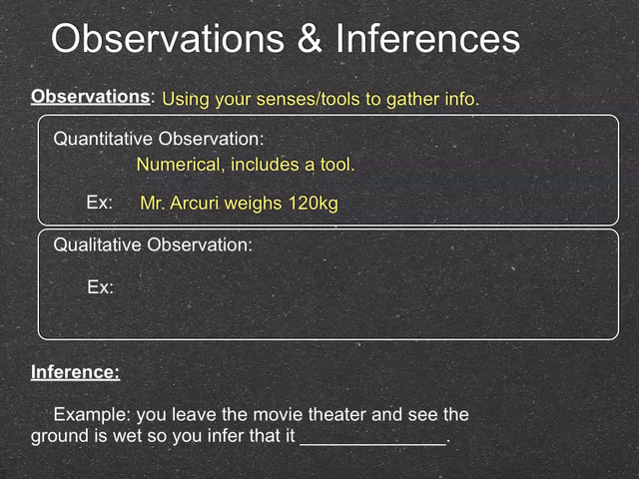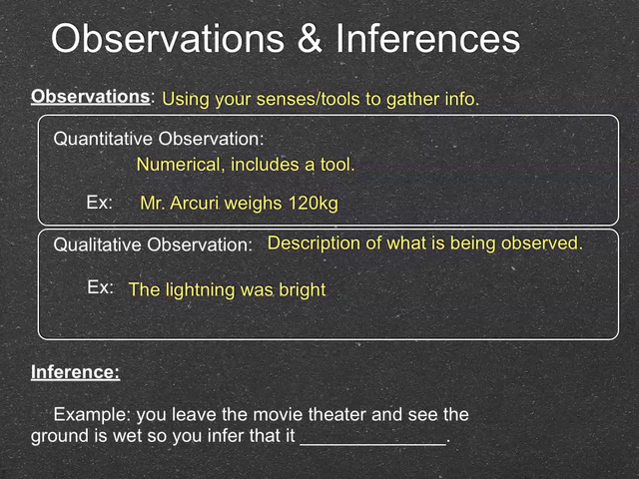All right, so quantitative have a number with them. Then what about qualitative? Qualitative, Brianna? It's like quality, not measured. It's just like a description. It's a description, like saying the lightning is bright. That doesn't have a number with it, I didn't measure it, I'm just saying lightning is bright. It's just a general description.